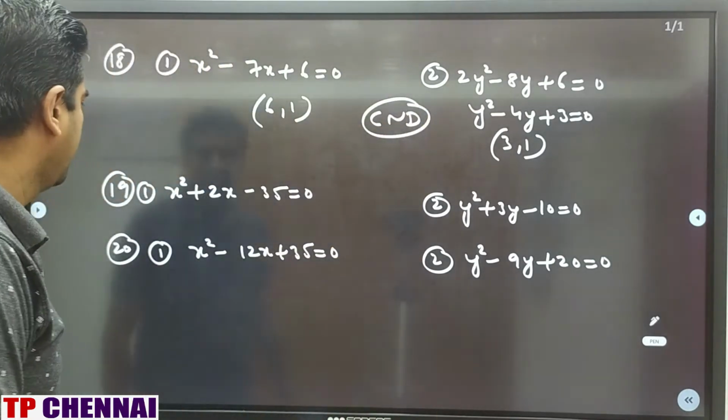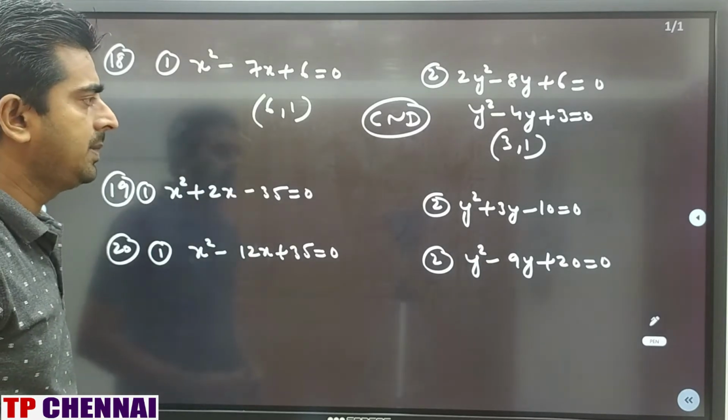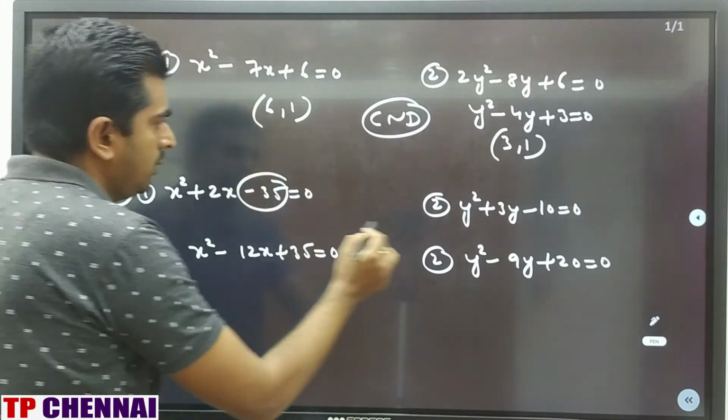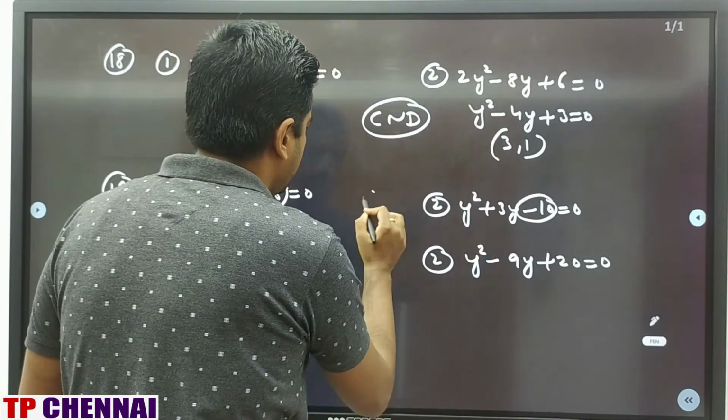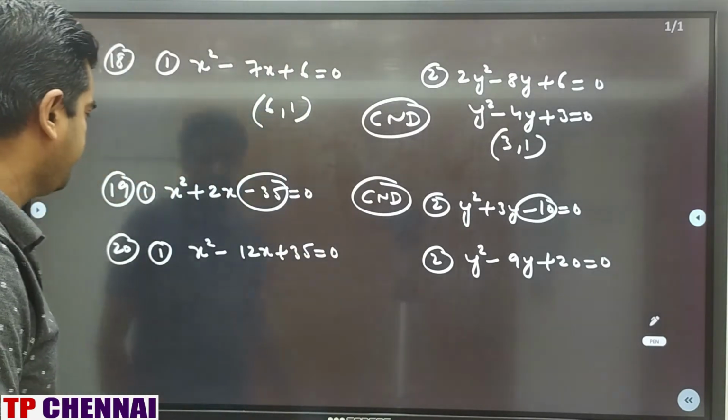Next one, 19th one. X square plus 2x minus 35 is equal to 0. Y square plus 3y minus 10 is equal to 0. Again, when you observe here, both the constant values are negative. So what is my answer? C and D.